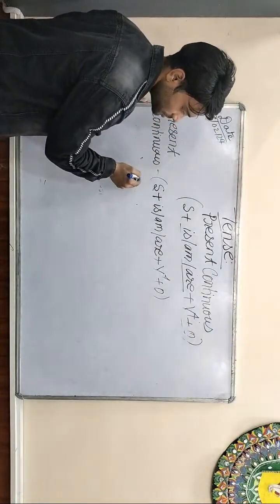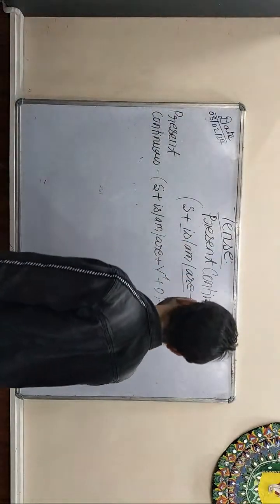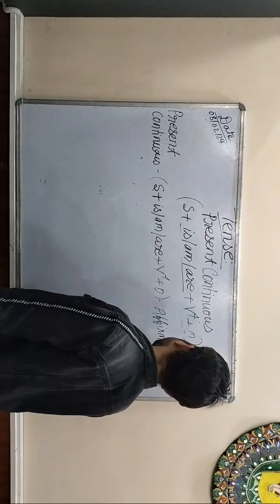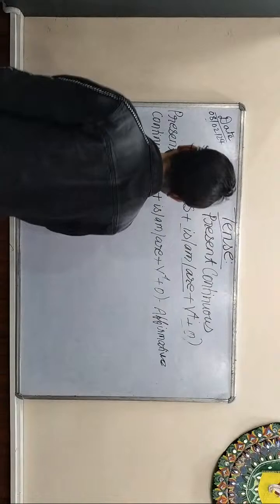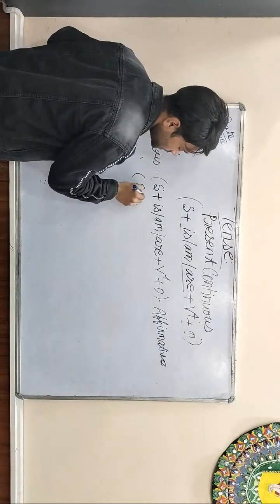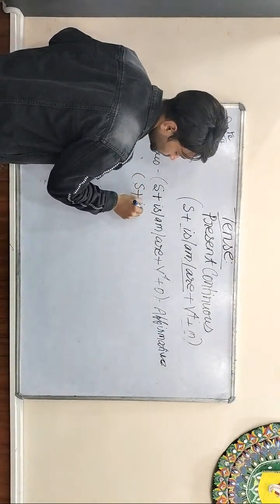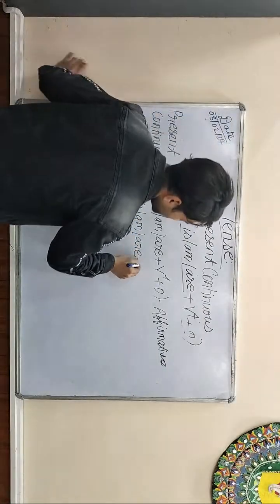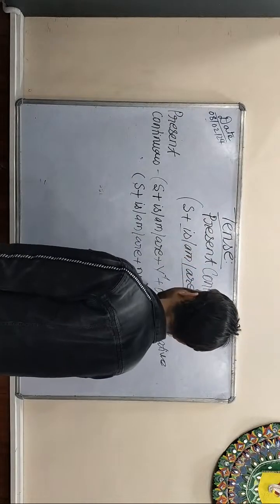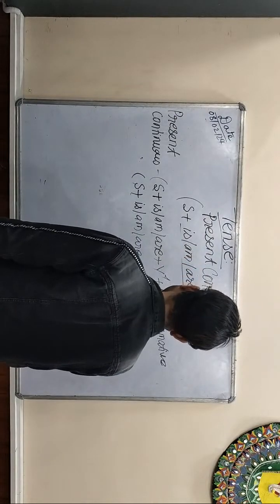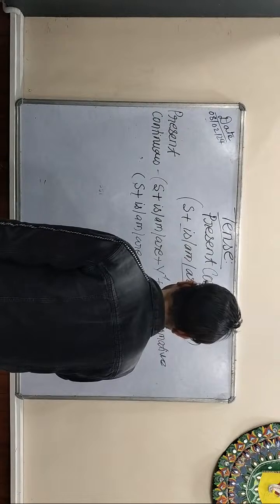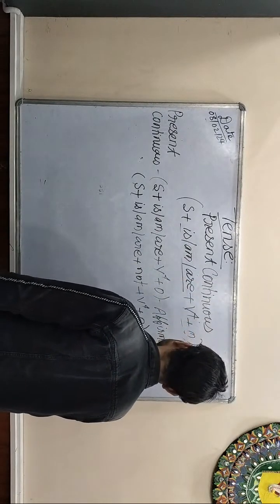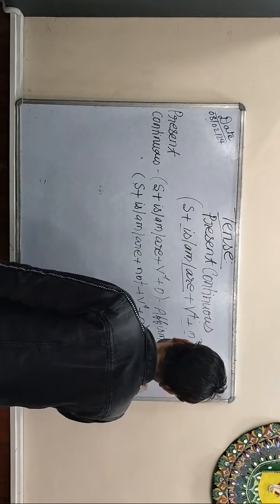And that subject structure is for affirmative, right? And for negative, it's subject plus is, am, are plus not plus verb 4 plus object. It's for negative.